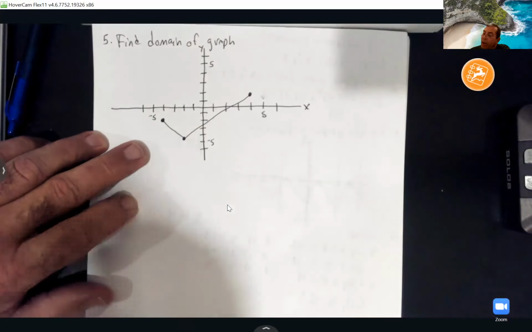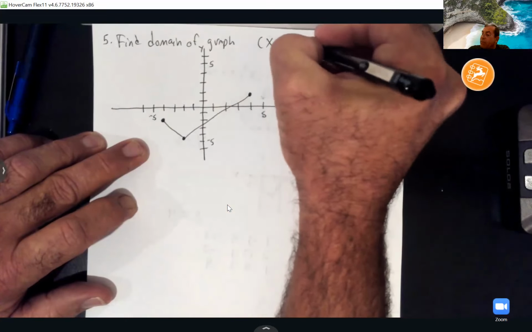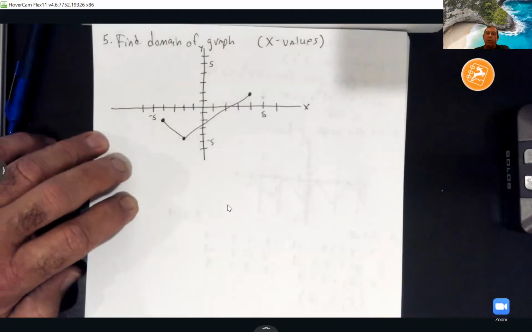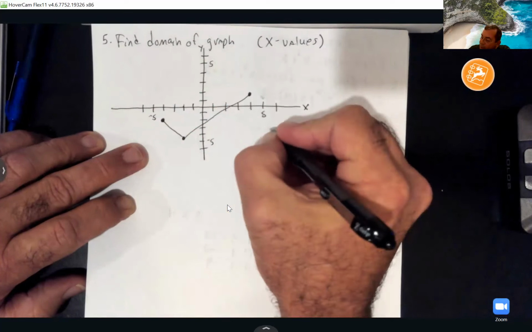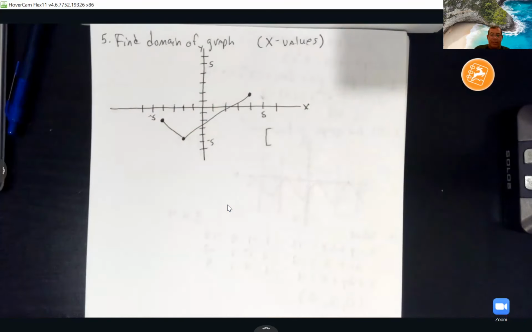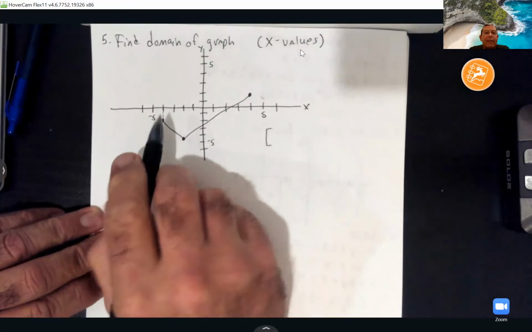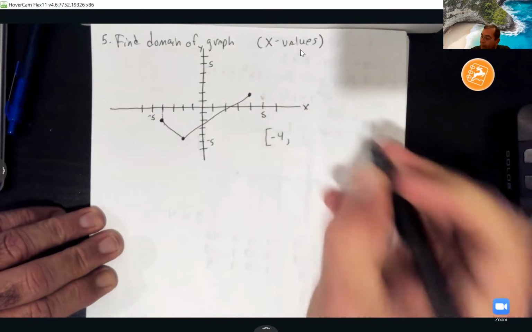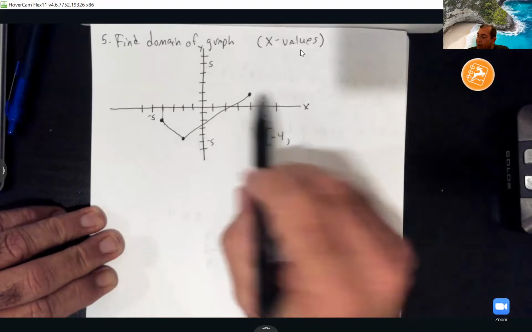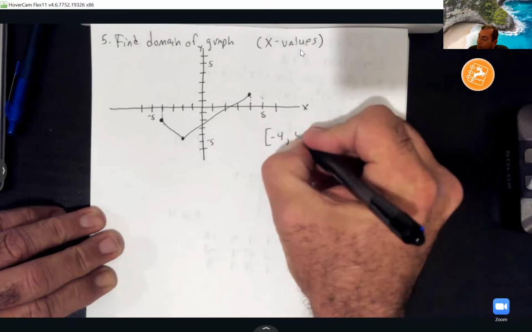So remember, they're wanting the domain of the graph. What that means are my X values. So I want the X value for where it starts to where it's going to. Now, since these got solid points, we're going to use brackets on this, okay? So the X value on the left, well, if I draw this point to the X axis, this first dot has an X value of -4. And then the line goes over to here. And this point right here has an X value of a +4.